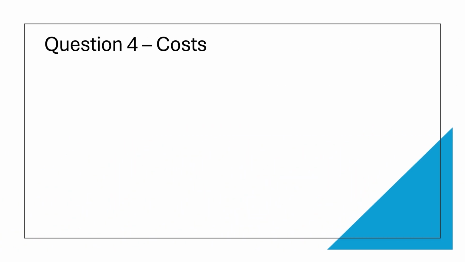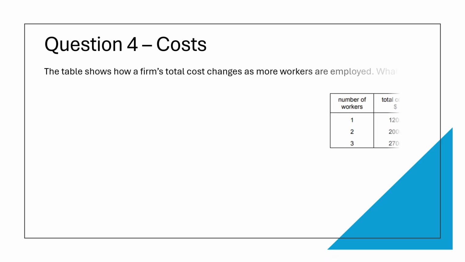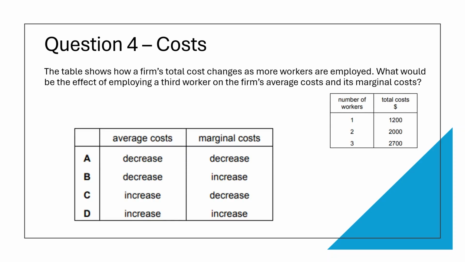Question 4 is based on costs. Let's first read the question. The table shows how a firm's total cost changes as more workers are employed. What would be the effect of employing a third worker on the firm's average costs and its marginal costs? And this is the table given to us with number of workers and the total cost we incur. And we have to find which option out of this is correct.